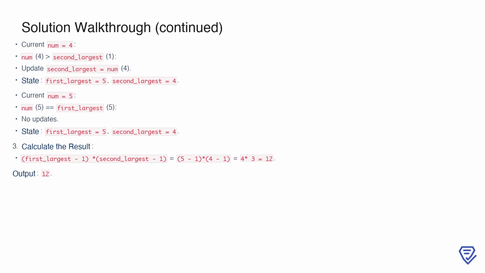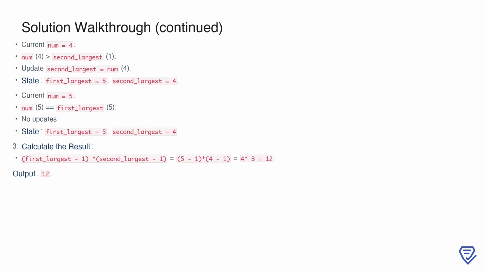Continuing with the array, the next number is 4. This time, it is greater than second_largest, which is 1, but not greater than first_largest. Therefore, we update second_largest to 4 while first_largest remains 5. The variables now are first_largest equals 5 and second_largest equals 4.